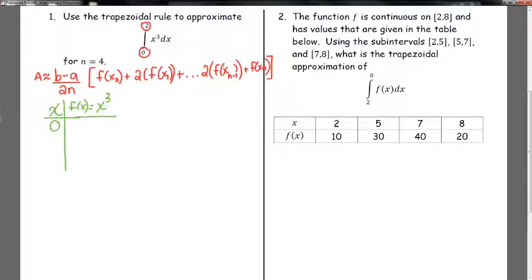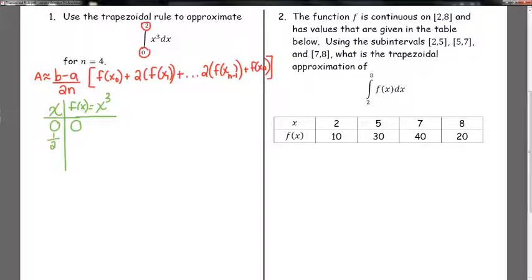And then, if I plug in 0 into x to the third, I'm going to get 0. Well, since if I just go up by ones, I'm only going to get 2 trapezoids. I want 4 trapezoids, meaning I need to take 2 minus 0, which is 2, and then divide that by 4. So the height of each trapezoid is going to be a half. So that gives me the next step up.